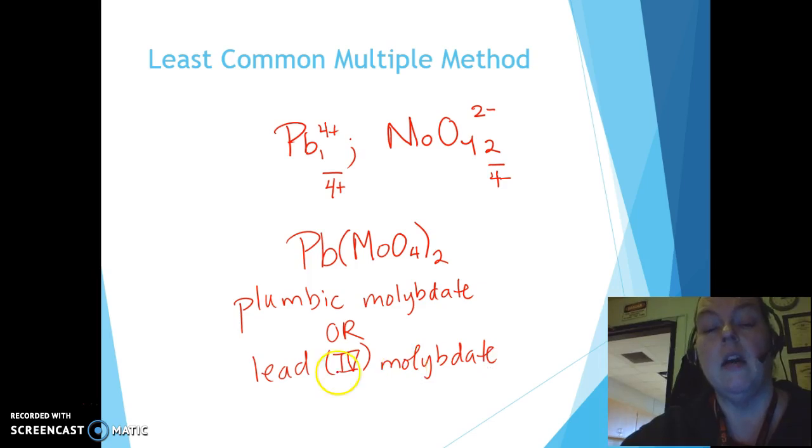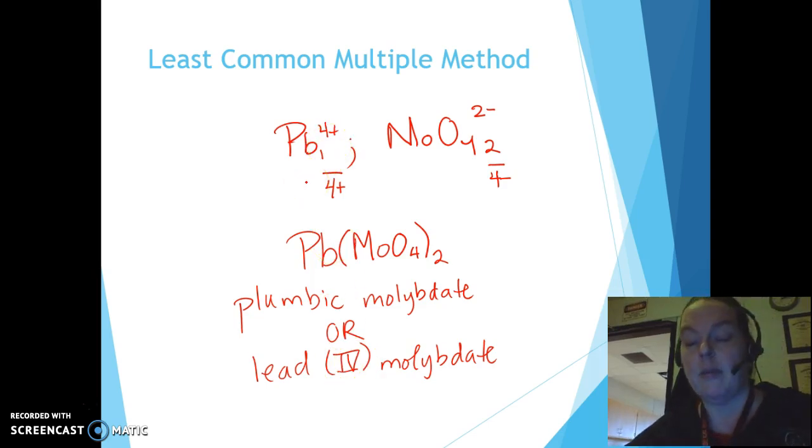Lead 4 molybdate. Now remember, this 4 doesn't tell me the number of leads. It tells me the original number of electrons that needed to be lost. So that 4 tells me the electrons that need to be lost, the charge. All right, so that's the least common multiple method.